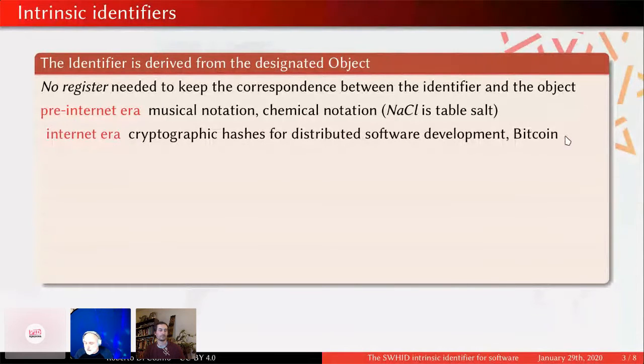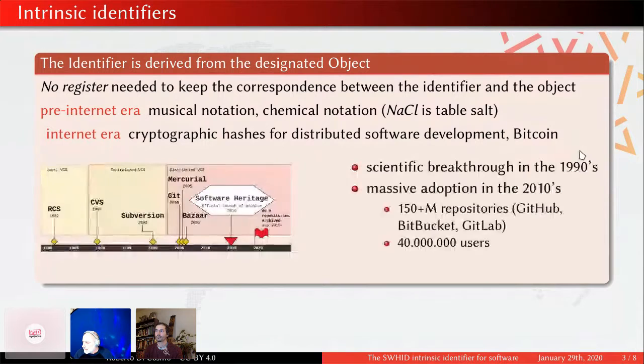And now in the internet era, this notion of intrinsic identifier has become extremely popular because we have technology like cryptographic hashes that have been widespread over the past 20 years for distributed software development, and unfortunately very popular today because of cryptocurrency, which are polluting the space of our civilization quite a bit. Well, if you look at what happened in the history of software development, we have gone through different kinds of stages. We had register-based identifiers, then we moved to centralized systems. And then finally, beginning of the 2000s, we actually moved massively to this intrinsic identifier. So while the scientific breakthrough dates back over 30 years, actually adoption is very recent.